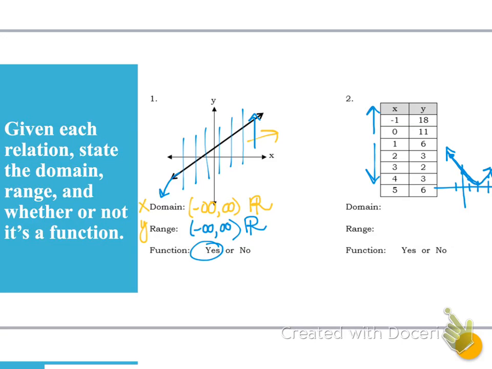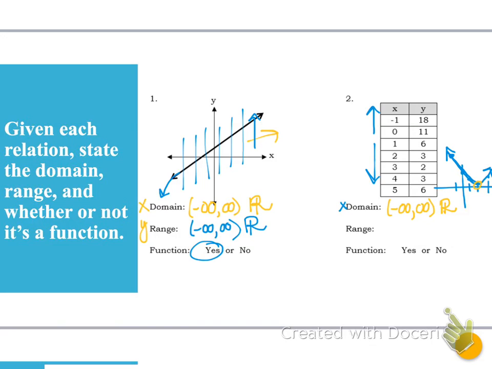So my domain, which is all my x's, the furthest left that it's going to go is negative infinity because it continues forever and ever, and it also continues forever and ever to the right, so positive infinity are all real numbers.